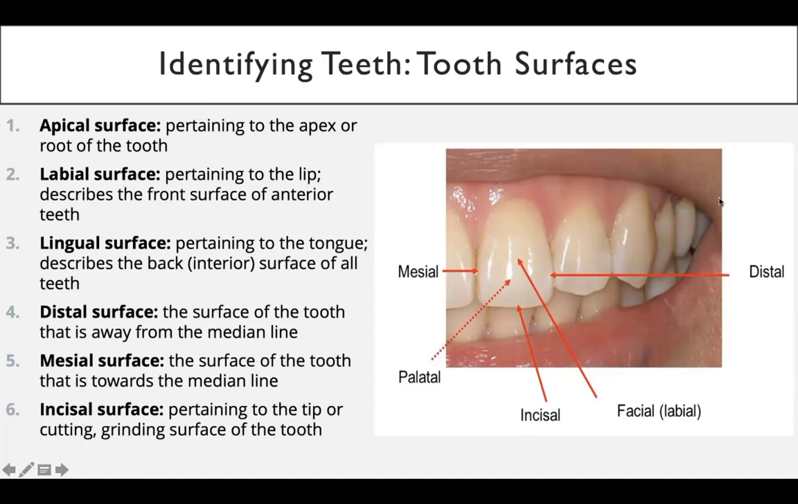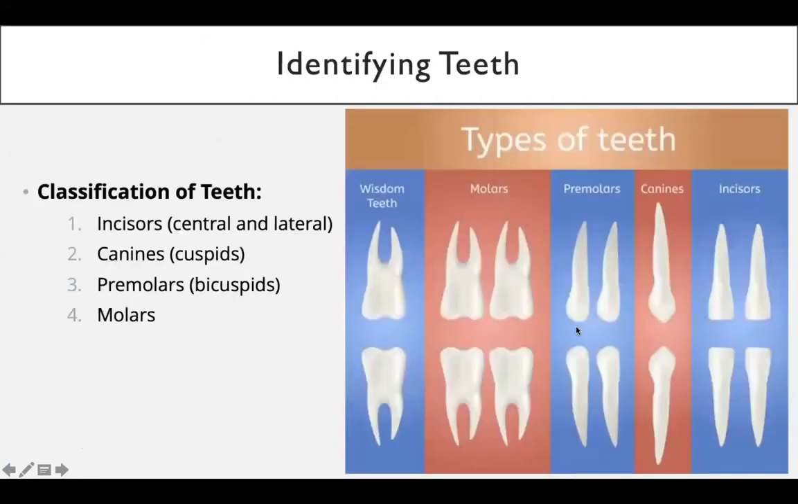Junaid, can you tell me the mesial and the distal surface? Yes, sir. The mesial surface is nearer to the midline. And distal? The distal surface is away from the midline, on the lateral side. Okay, perfect.